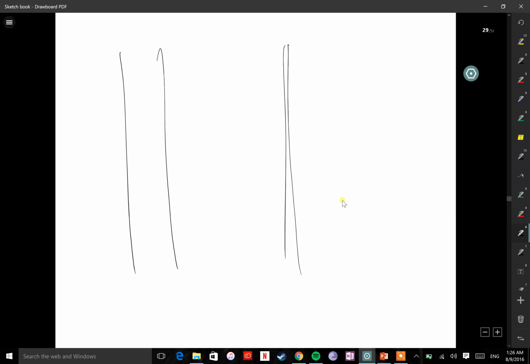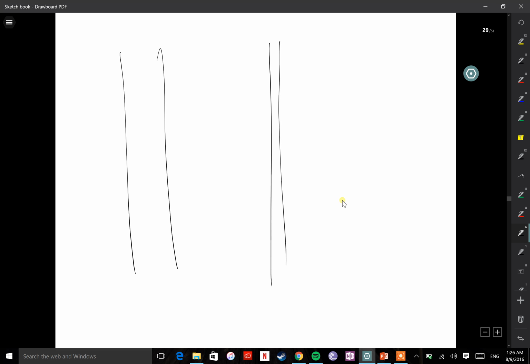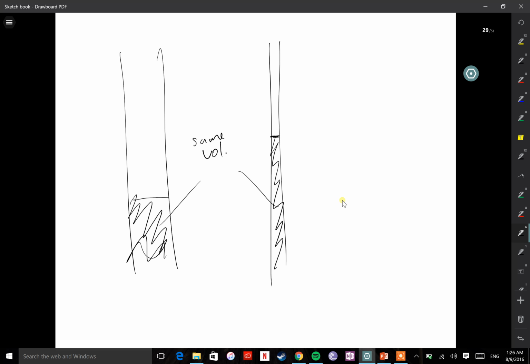Now the idea is simple. Pardon my drawing. For this and for this, they probably have the same amount of volume. And therefore, because they have the same amount of volume, for a change in temperature, right?